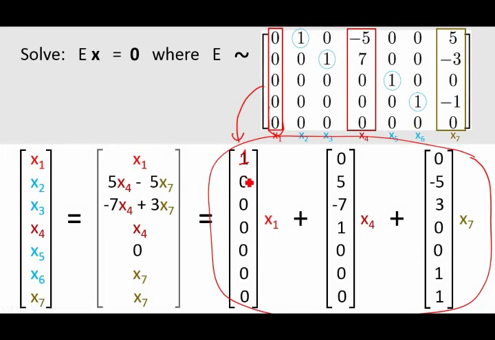So I can see right away that my x1 term would be this right here. My x4 term, I can see that my x2 will be, I can go into there. But instead of going straight to there, I find it a lot easier to go to this one first. So I would go ahead and write out this matrix first and then factor out my x1, x4, and x7 columns so that I have my answer in parametric vector format.